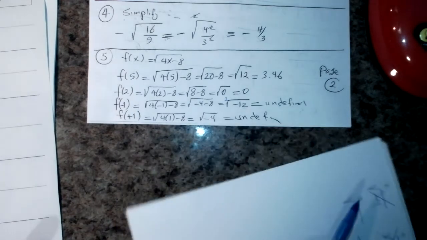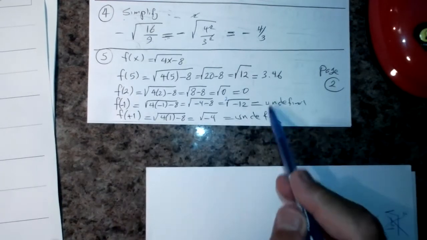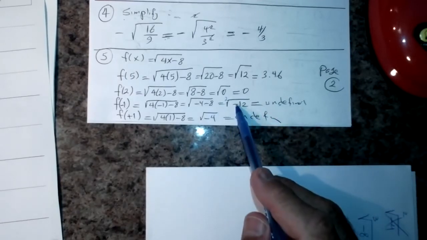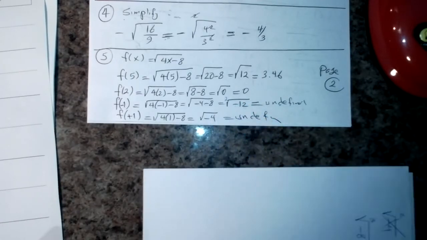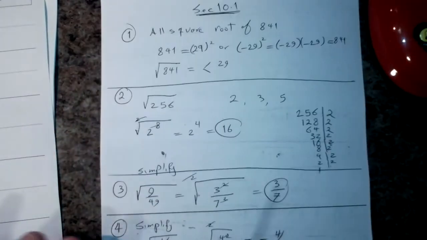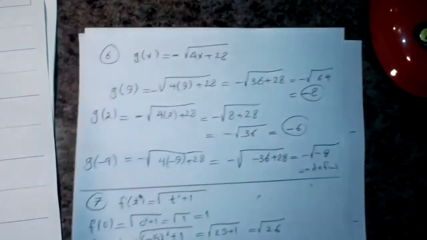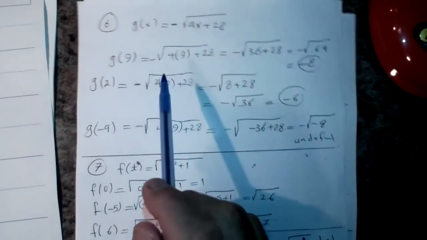So in that case, you see for these two problems, since the number under the radical is negative, both are undefined. The same thing for these problems. They all are very similar.